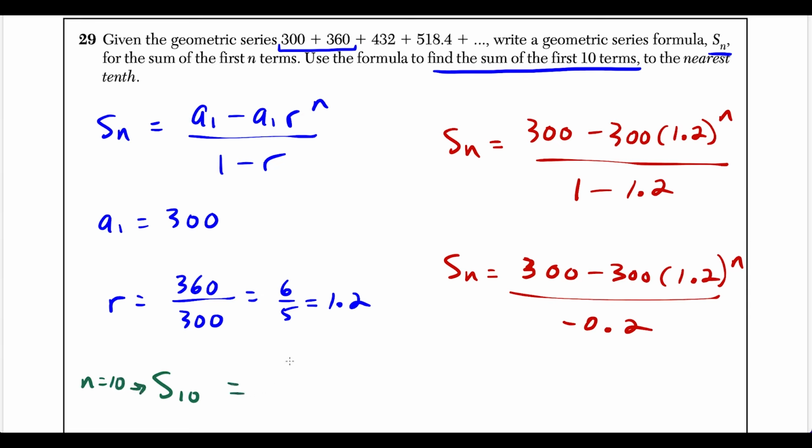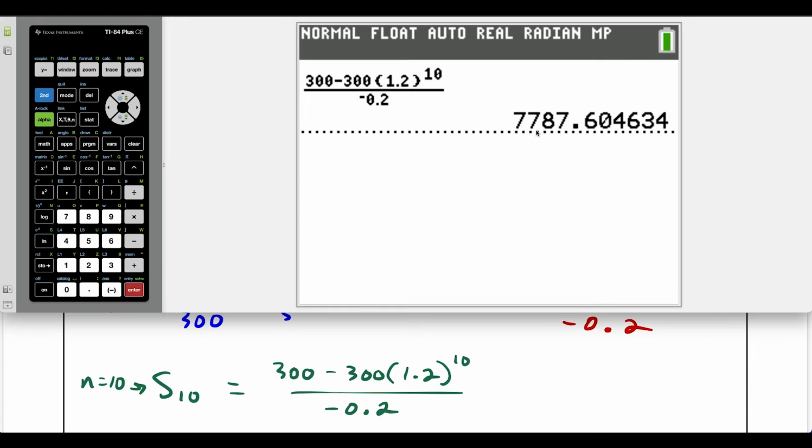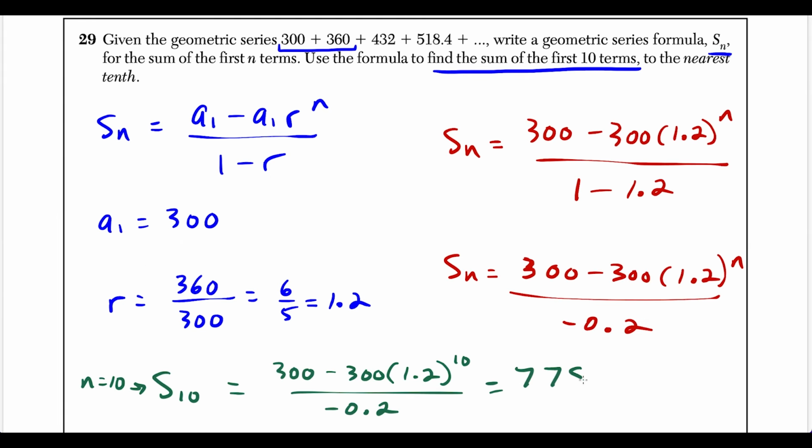So we have S sub 10 equals 300 minus 300 times 1.2 to the 10th power, and we're dividing by negative 0.2. Now, just to make sure you're accurate, what you could do is press alpha y equals enter to pull up a blank fraction like this. And we're going to have 300, and we're subtracting 300 times, in parentheses, 1.2 to the 10th power like this. And now in the denominator, we had negative 0.2 like this. And we're rounding to the nearest tenth, so this is going to be 7787.6. This is the sum of the first 10 terms.